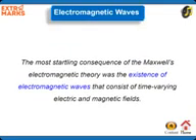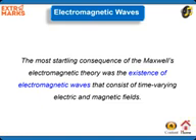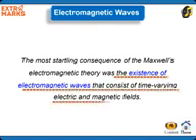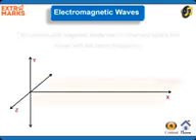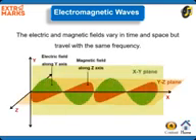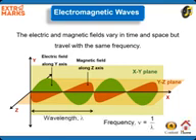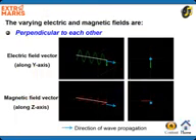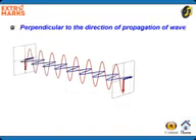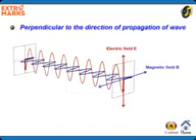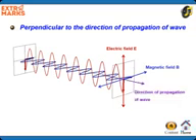The most startling consequence of Maxwell's electromagnetic theory was the existence of electromagnetic waves that consist of time-varying electric and magnetic fields. Here, the electric and magnetic fields vary in time and space but travel with the same frequency. The varying electric and magnetic fields are perpendicular to each other. The varying electric and magnetic fields are perpendicular to the direction of propagation of the wave.